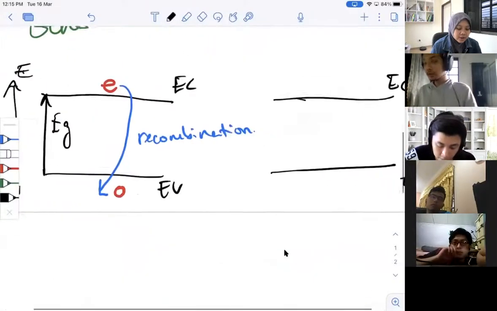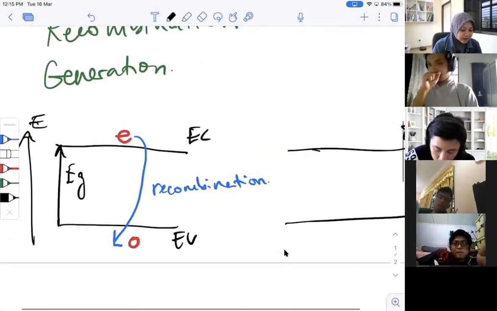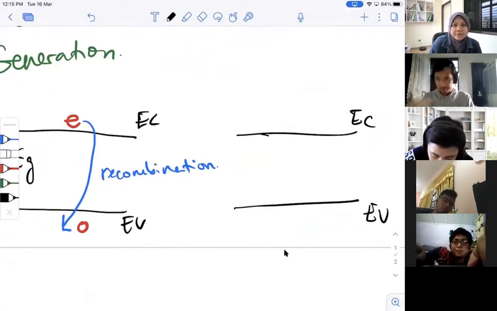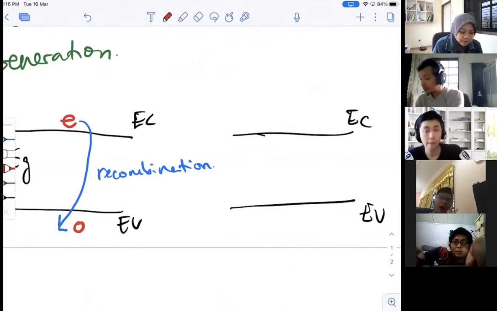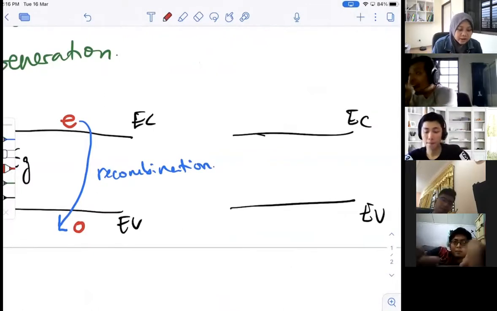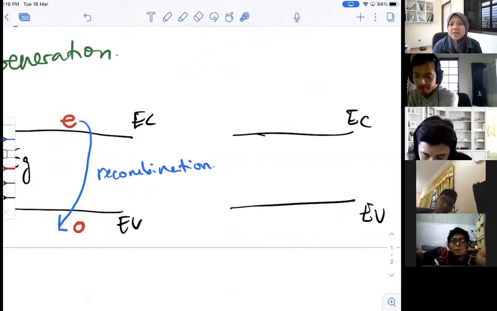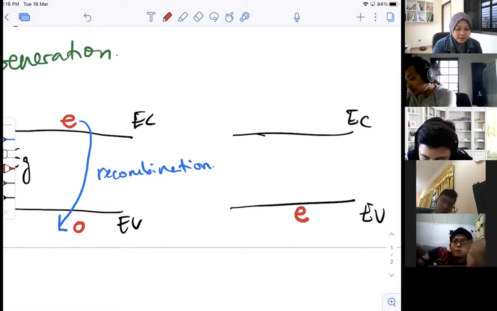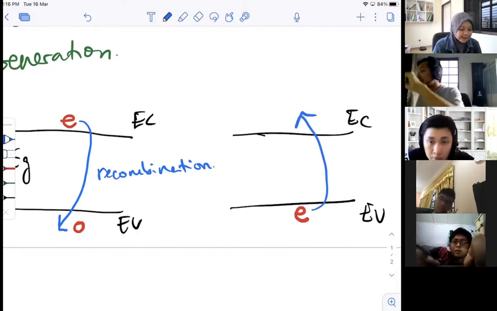So generation is the opposite of recombination. So we drew recombination, and on the right side I will draw the generation. If you have an electron, for recombination the electron goes from the conduction band to the valence band. Generation is the opposite. The electron goes from the valence band to the conduction band. And this is generation.